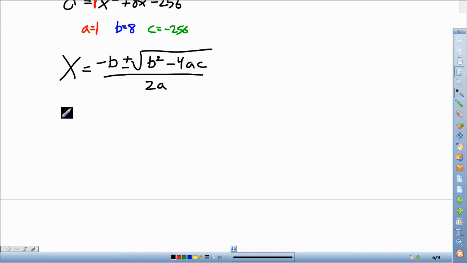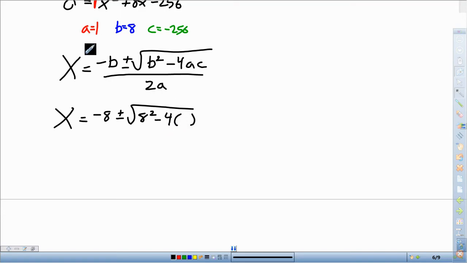Okay, so now let's plug in our numbers. x is what we're looking for, that stays the same. But it looks like we're going to plug in negative b. So negative, our b value is an 8, plus or minus the square root of b squared, so 8 squared, minus 4. By the way, that minus 4 is part of the formula. It will always be a minus 4 right there. But times a, which is 1, times c, which is a negative 256, all divided by 2 times a, which again is 1.